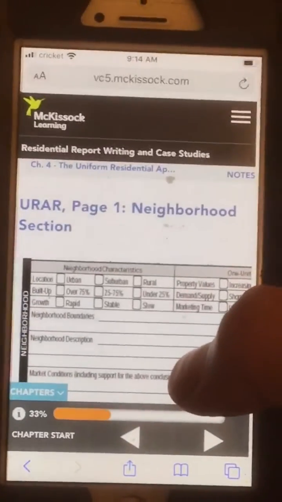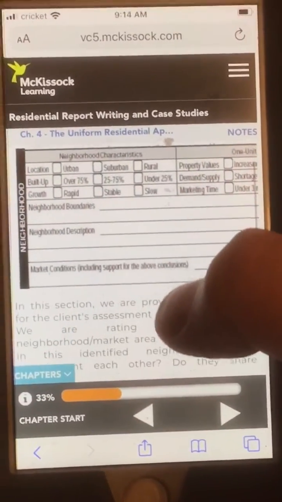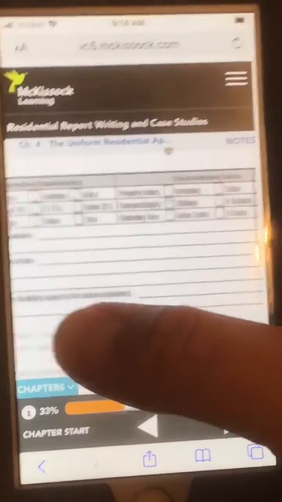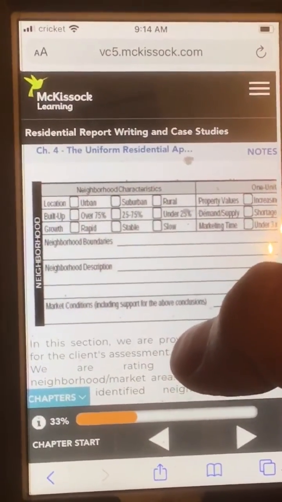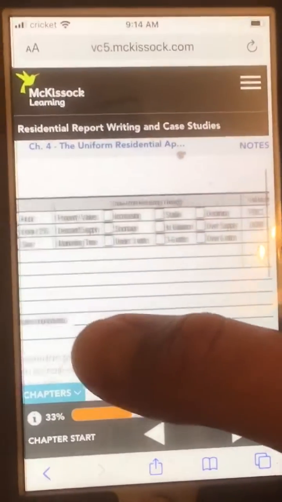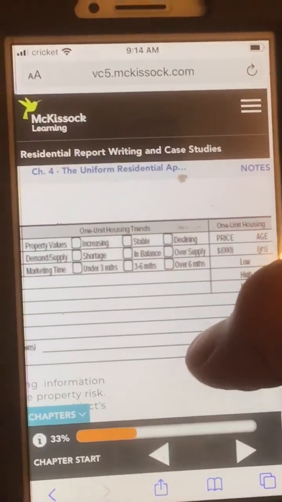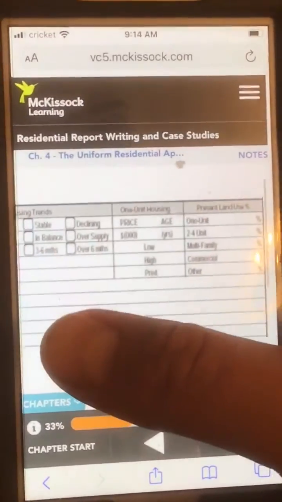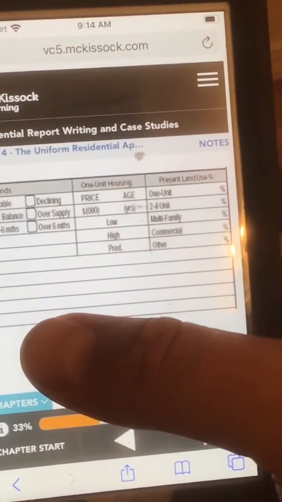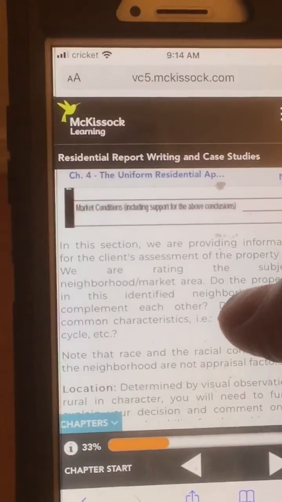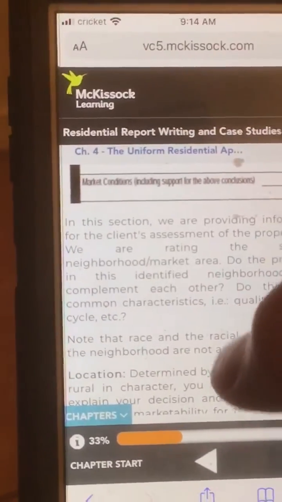URAR, page 1, neighborhood section. It shows the neighborhood characteristics, the built up, the growth, the boundaries, the description, the market conditions, the 1 unit housing trends, property values, marketing time, 3 months, 6 months, 1 unit housing, price, age, present land use percentage, market conditions, including support of the above conclusions on the bottom of it.